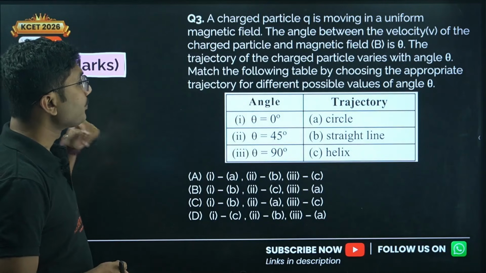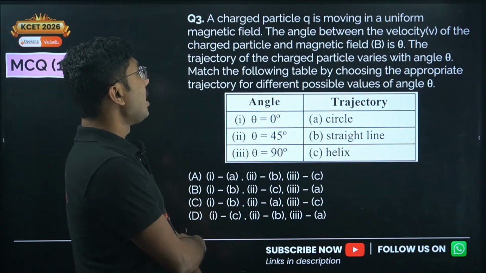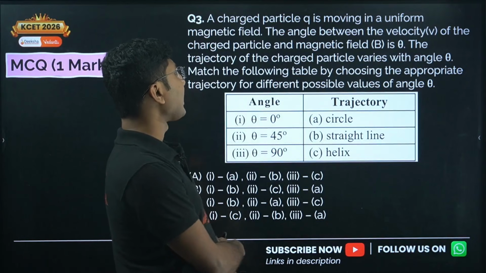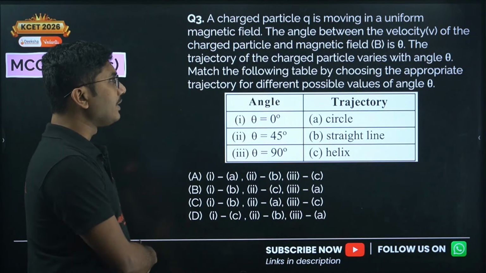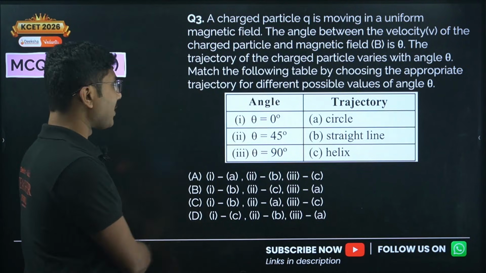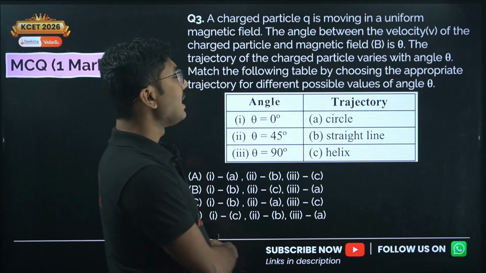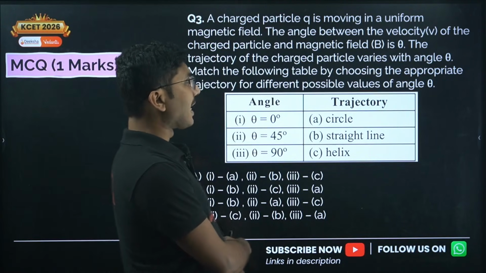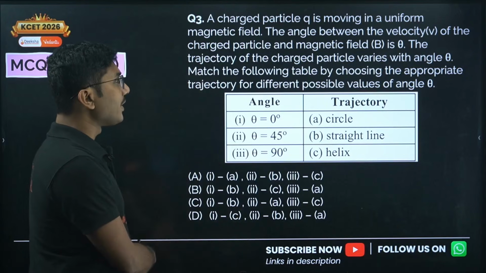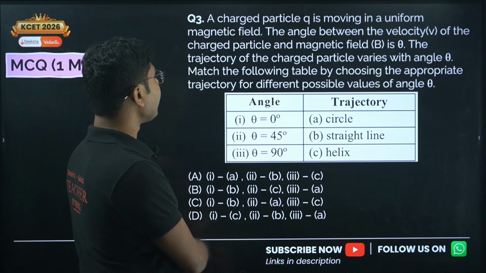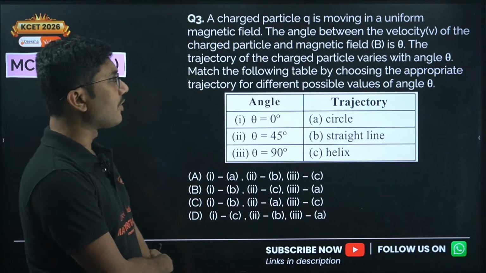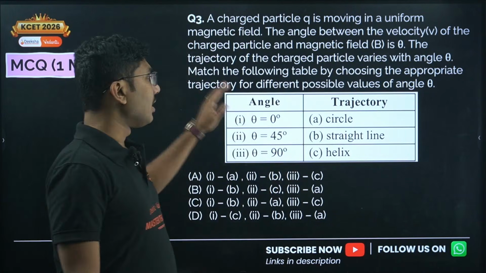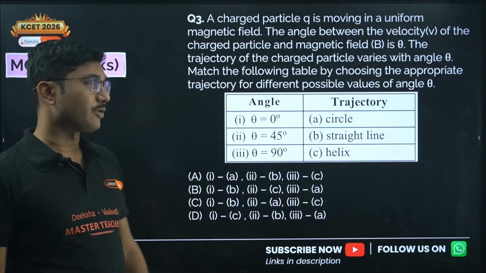Now let's move on to the next question. A charged particle q is moving in a uniform magnetic field. The angle between the velocity v of the charged particle and the magnetic field B is theta. The trajectory of the charged particle varies with angle theta. Match the following table by choosing the appropriate trajectory for different possible values of the angle theta. So different angles are given and they ask what will be the trajectory of the particle.